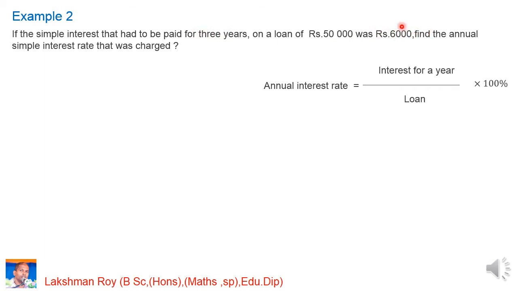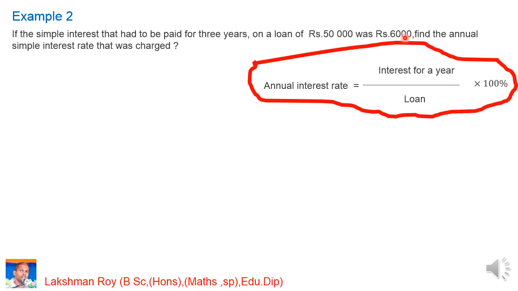Interest for 3 years is 6,000, right? You know, in the simple interest method, the interest is the same every year. That means for 3 years the interest is 6,000, so you can find the interest for 1 year. So 6,000 should be divided by 3, that means 2,000 rupees. So that is the interest for 1 year.